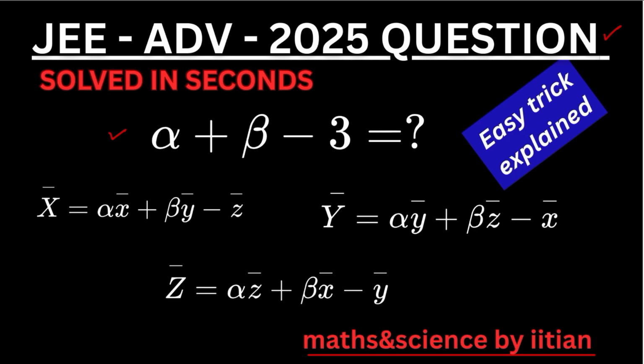And where capital X is equal to alpha x plus beta y minus z, capital Y is equal to alpha y plus beta z minus x, capital Z is equal to alpha z plus beta x minus y, and x, y, z values are also given. I could not put it in the thumbnail, but however, we will try to solve this. I will give the full question now.